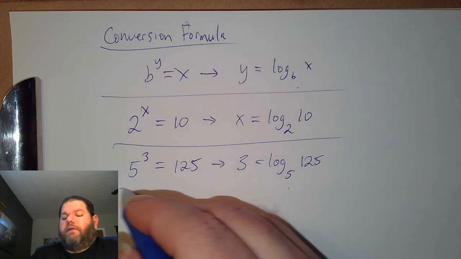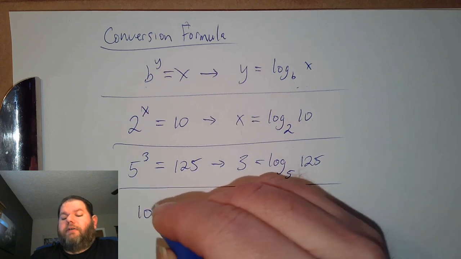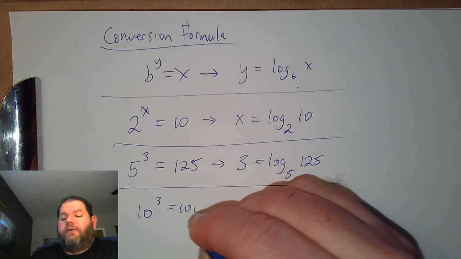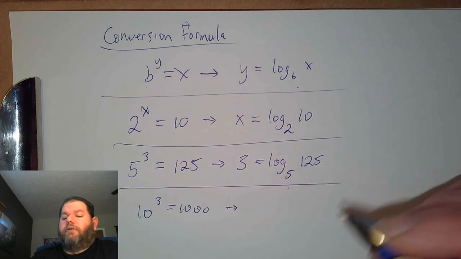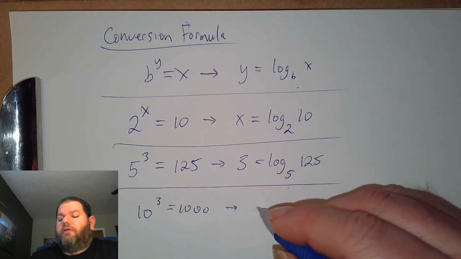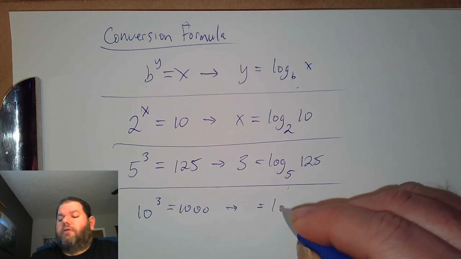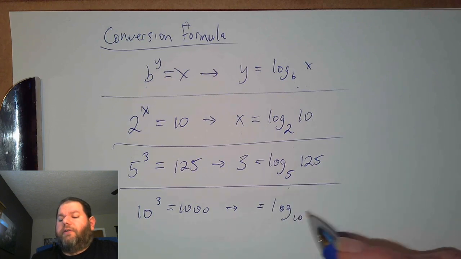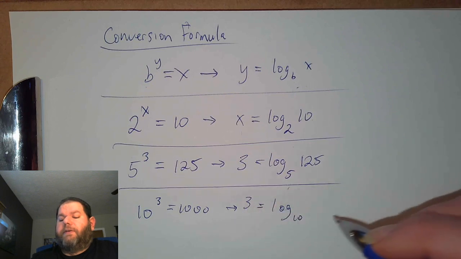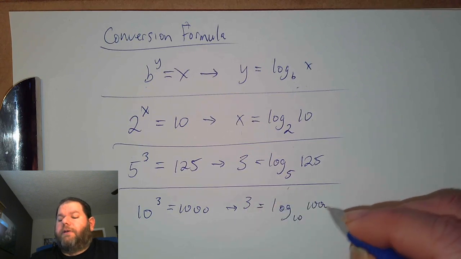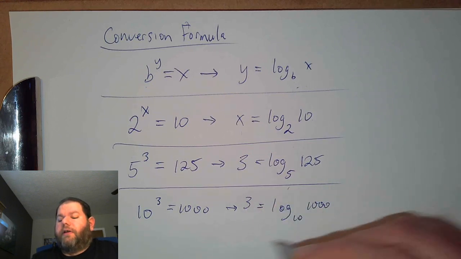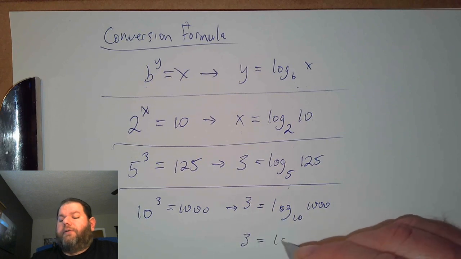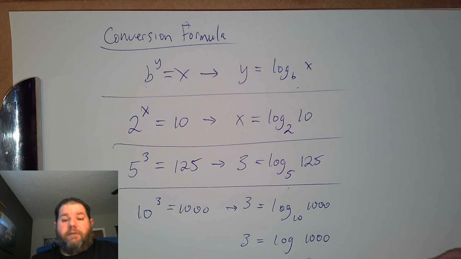And so if we have something like 10 to the third is 1,000, we convert that over. It's log base 10. 10 is to the third here, so the third will be on the opposite side, and 1,000 will be inside. And we could also write that as 3 equals log 1,000, because log base 10 is the same thing as just plain log.